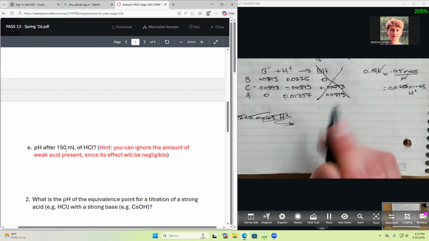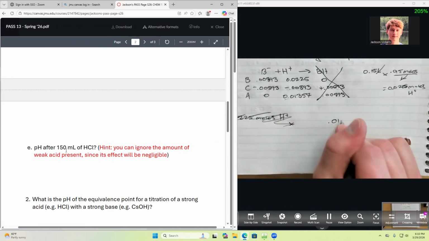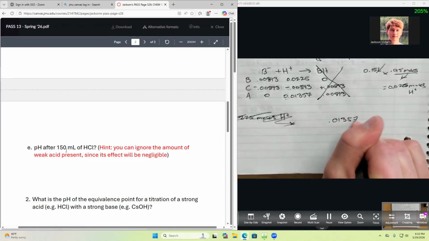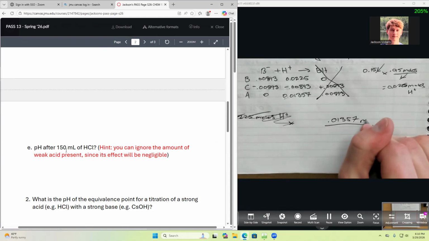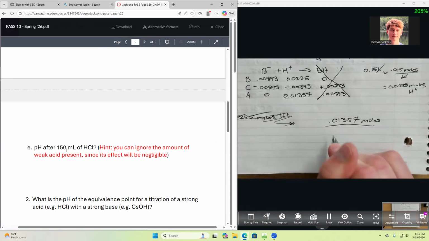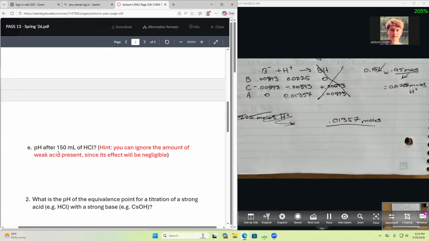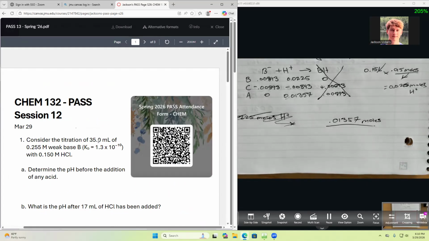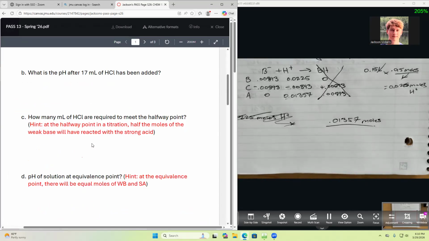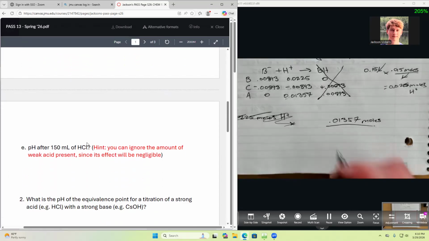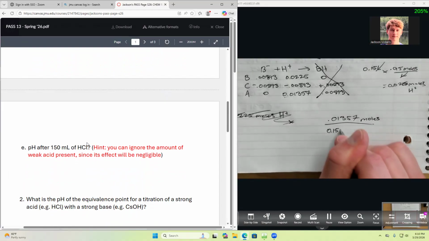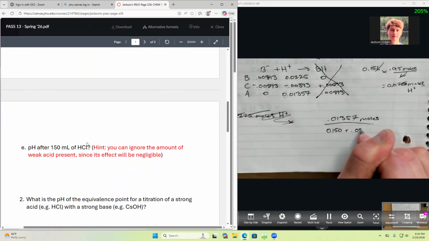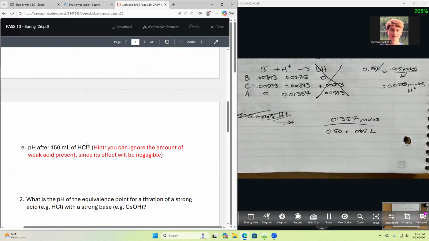So we can do 0.0225 moles. And the total volume now is going to be this 150 milliliters plus the 35 mils of the weak base that we've now reacted away. Is that okay with everyone? So it's going to be 0.150 plus 0.035 liters in the denominator.